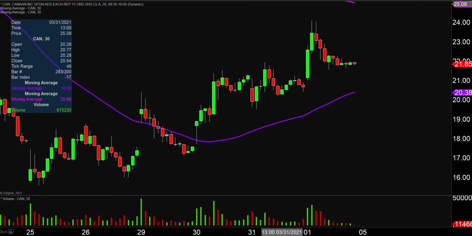Well, if you are a day trader, flipper, scalper, whatever you want to call yourself, and you bought up around here and your plan was to buy and sell within 20 minutes, well, then from that perspective, the chart does not look very good at all.